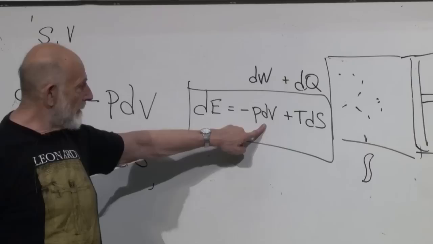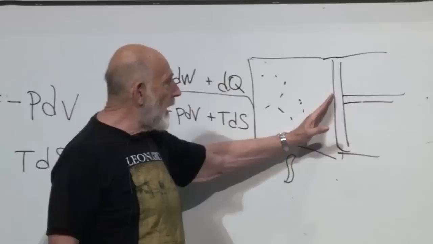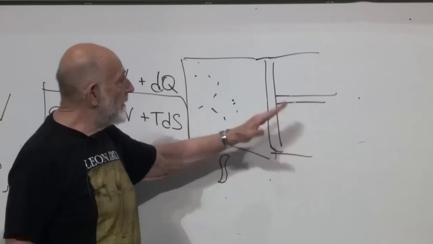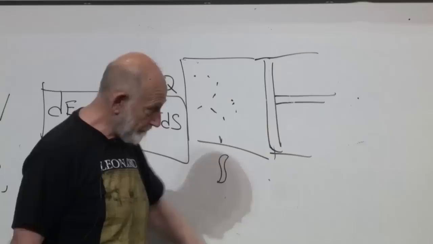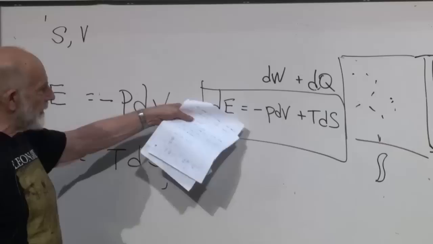If the pressure is positive and you change the volume, you lower the energy of the gas. Why? Because you do work on the piston. If the pressure is positive and you push against the piston, you do work on the piston, and therefore you lower the energy of the gas and raise the energy of the piston. All right, so this dW here is the work done on the gas, and this says that the change in energy, this is just definition. This is definition, this is work, and this is heat.